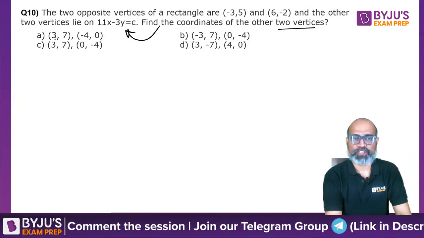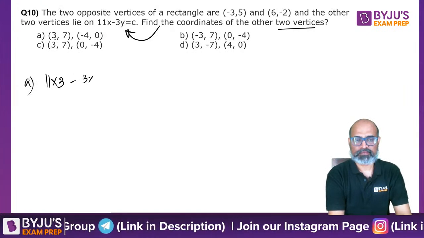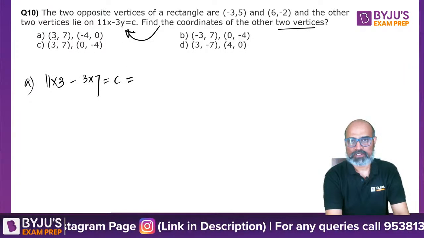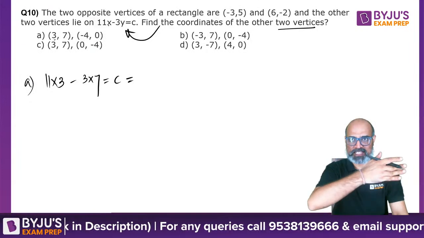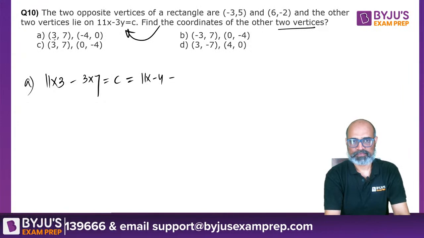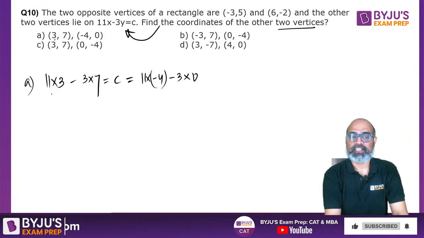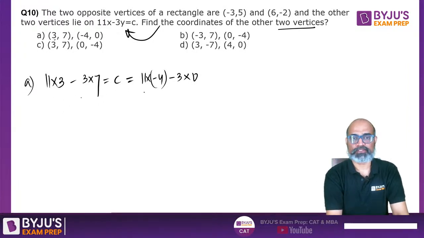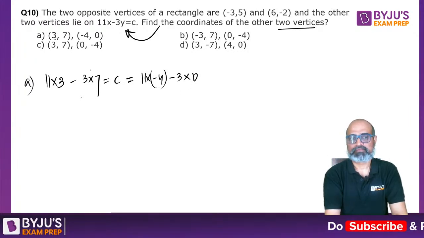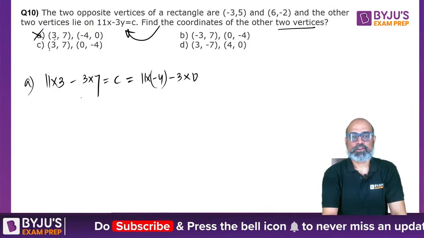As in, if I put 3 and 7, option A, the value that I am going to get should be the same value if I put minus 4 and 0. Because if it's the same line, the C, the constant should also be same. So is it 33 minus 21, which is 12. This is 44 minus 3. Won't work.